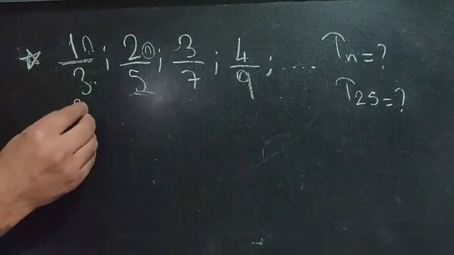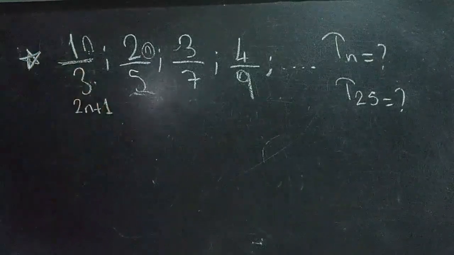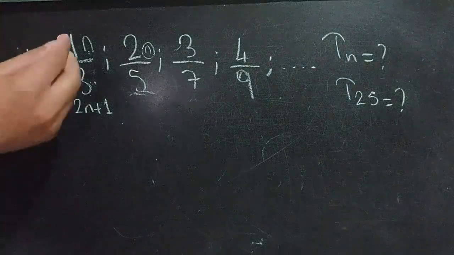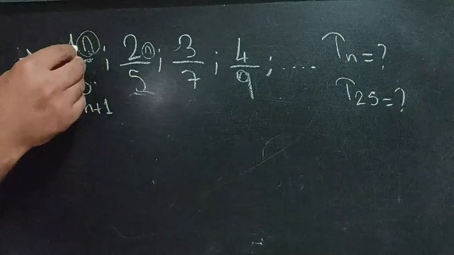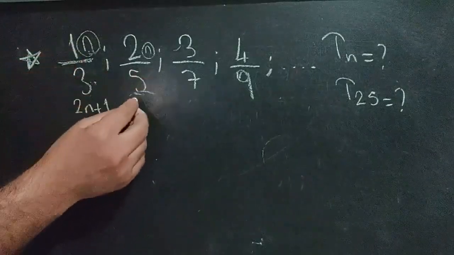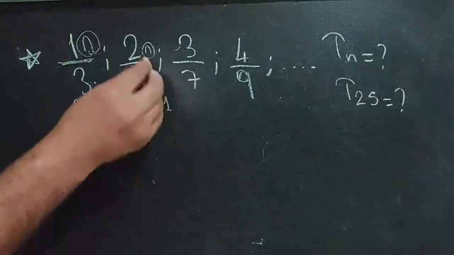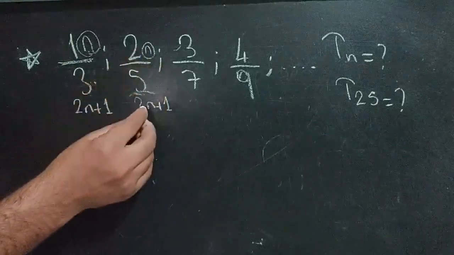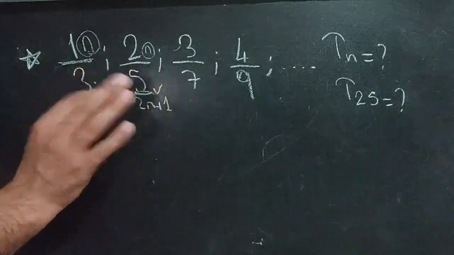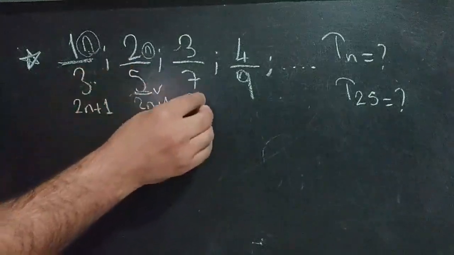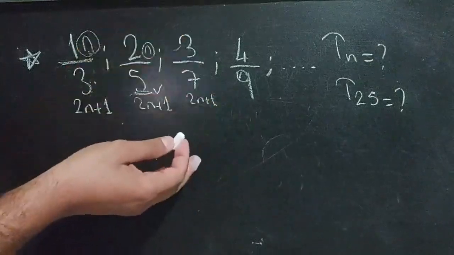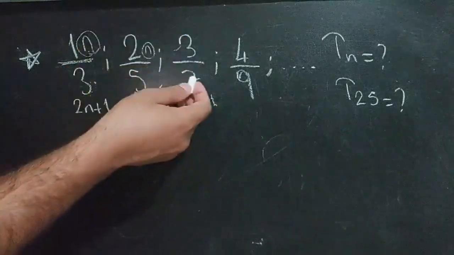2n plus 1. Yeah, let's try that. So while n is 1, 2n plus 1 is going to be 3, right? Let's try that, 2n plus 1. So while n is 2, 2 times 2, 4 plus 1, 5. Oh, right. For this it is right. Let's try for the next one. Sometimes it can be right for 2 of them, and for the third one it can be wrong. I need to try for this one.